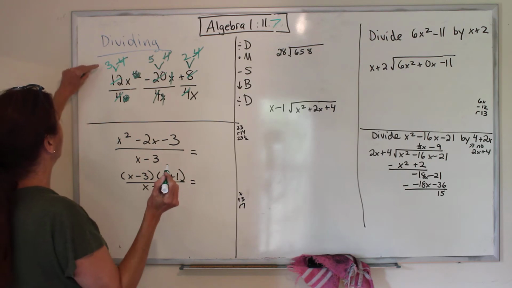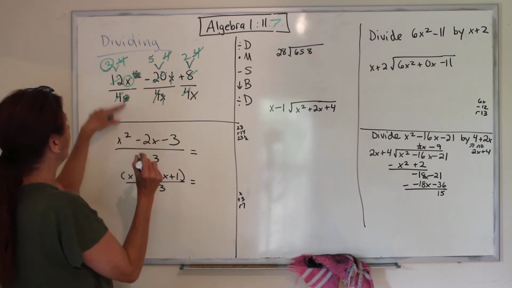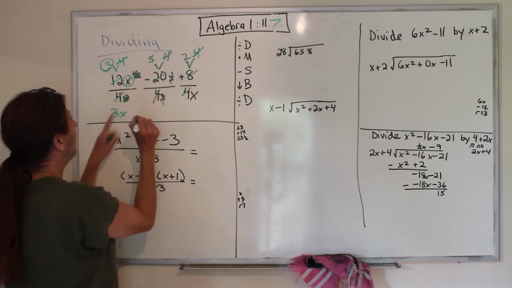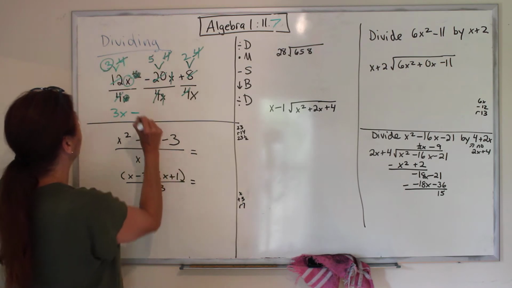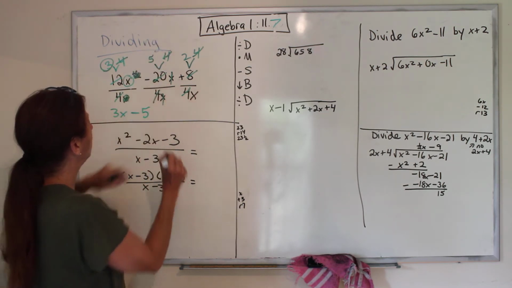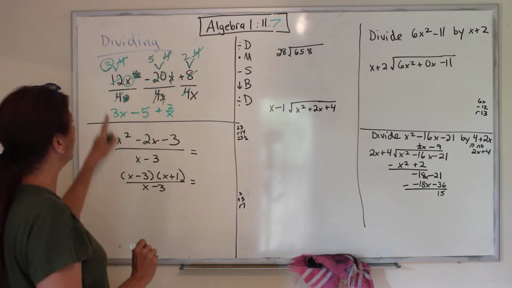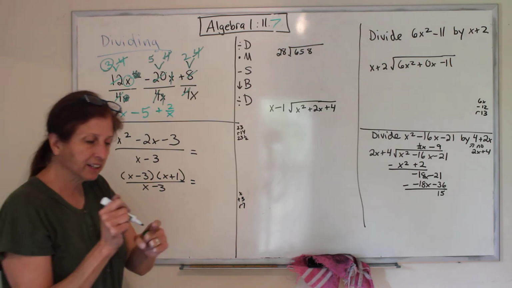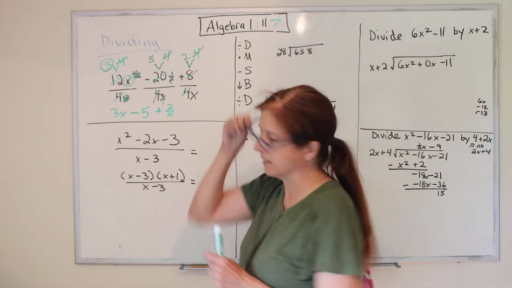What do I have left? Here I have a 3x. Everything else got marked out. Minus, here I have a 5. Everything else got marked out. And here I have a 2 over x. Everything else got marked out. So see, it's a little fun, isn't it? Did they write that? Nope, they wrote it the same way I did.